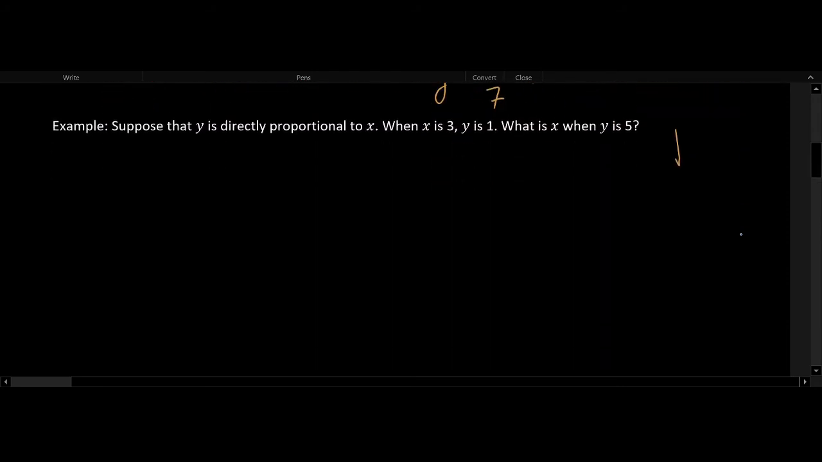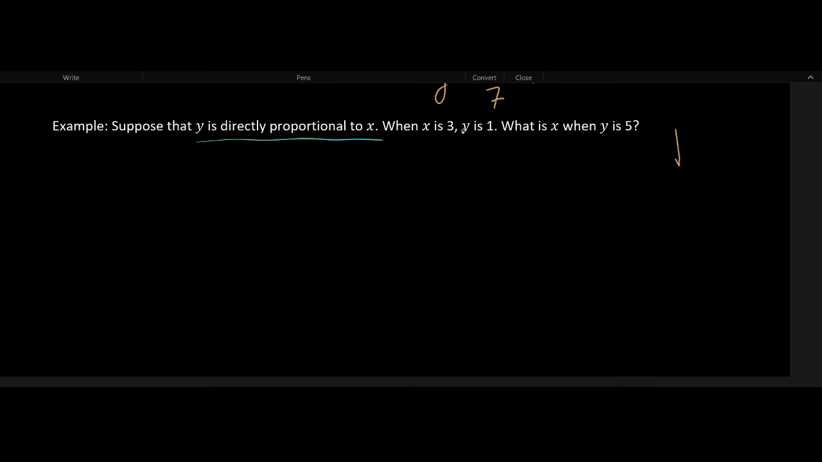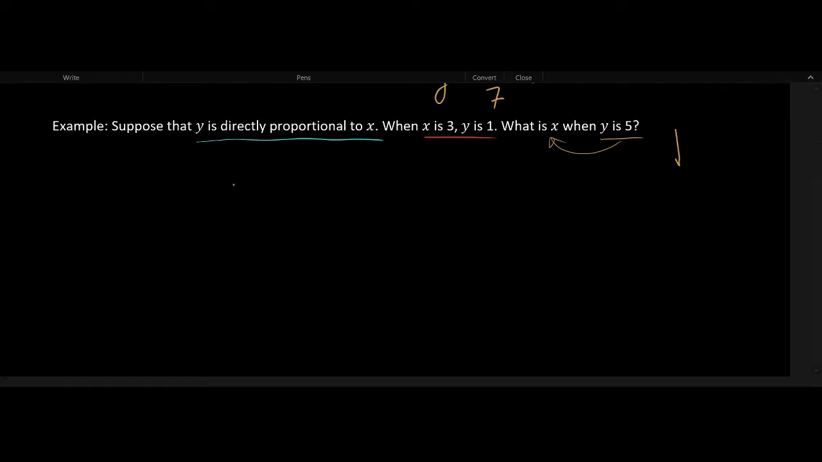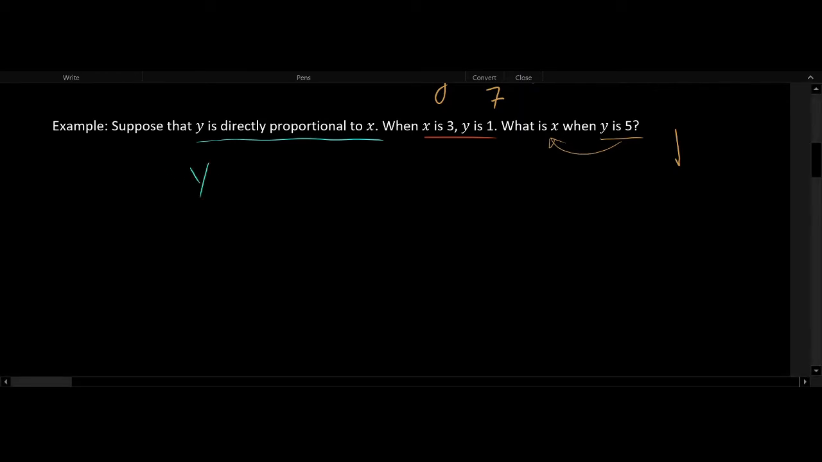Let's do one more example. Suppose that y is directly proportional to x. When x is equal to 3, y is equal to 1. What happens if you change the y value to 5? What happens to x then? So here's our direct proportion equation. Y equals k times x.